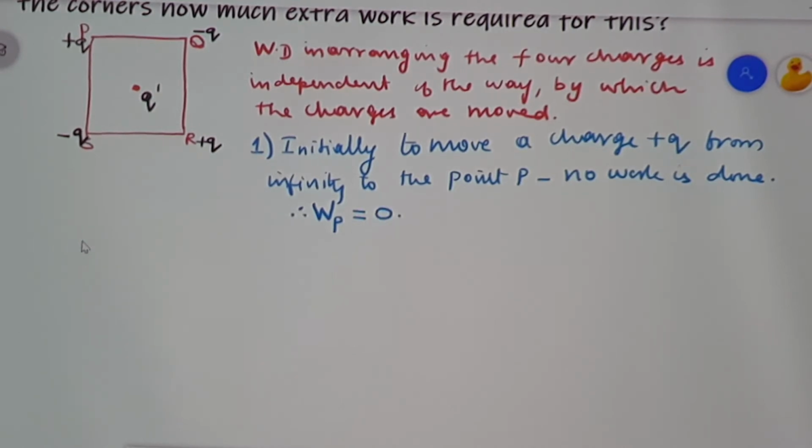Now let us consider the point number 2. See, I have to move the charge minus q from infinity to the point Q. While I am moving this charge minus q to this point Q, this point will already have a potential due to the charge at P. So the work done is potential into charge.